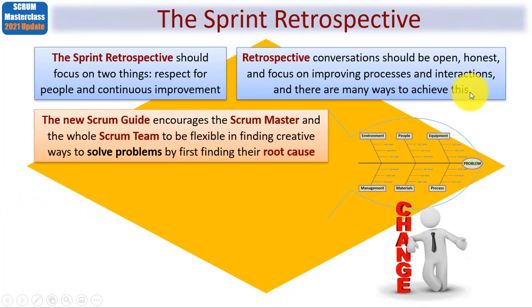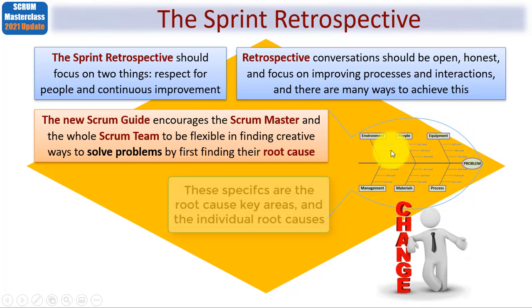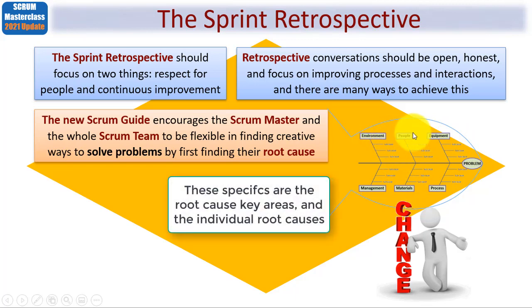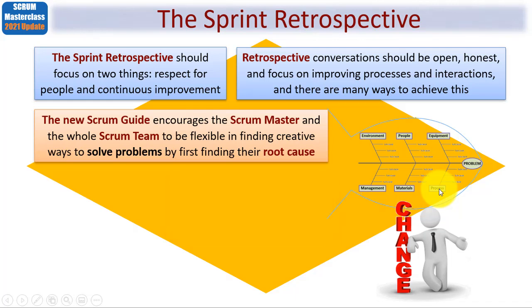For example, the new Scrum Guide encourages the Scrum Master and the whole Scrum team to be flexible in finding creative ways to solve problems by first finding their root cause. Do you remember the Ishikawa diagram, sometimes called a fishbone diagram, where you have a problem and you lay out the key drivers and give specifics for each? Environment, people, equipment, management, materials and process are the usual ones used. So just for example, the sprint retrospective could almost become a bit of a workshop, a problem-solving workshop.